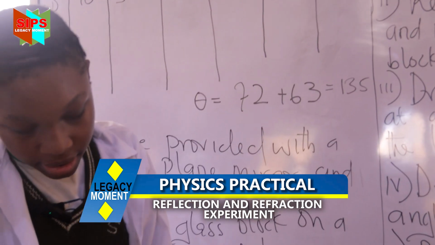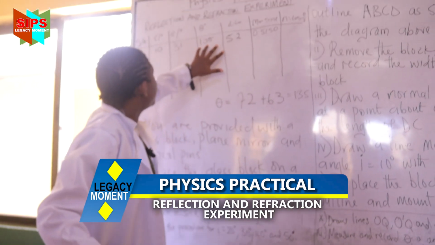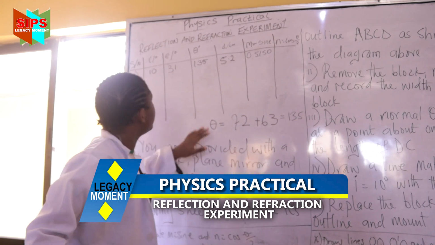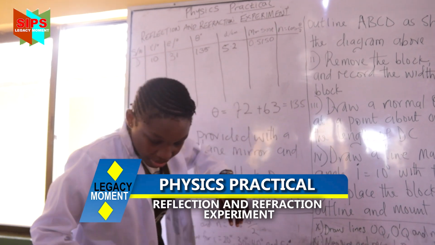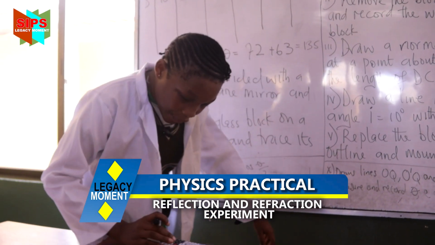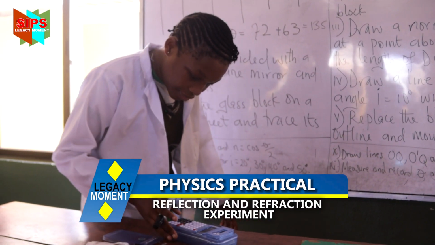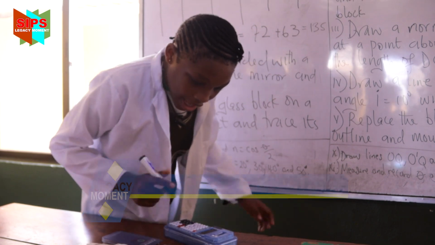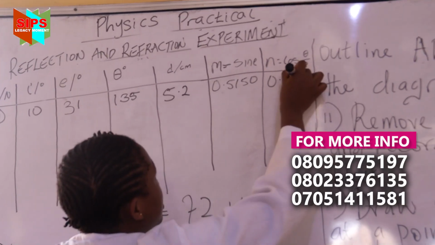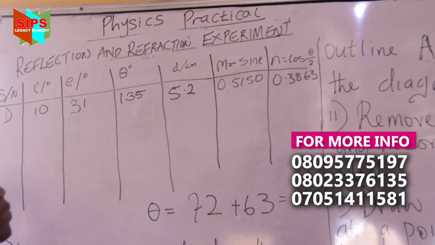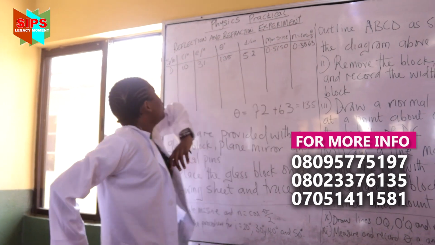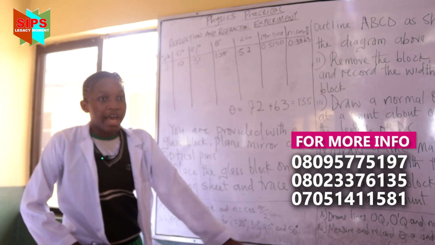And for N, theta is equal to 135. And 135 divided by 2 is equal to 67.5. So we have cos 67.5, and here we have 0.3863. Having gotten cos theta over 2 when theta is equal to 135.